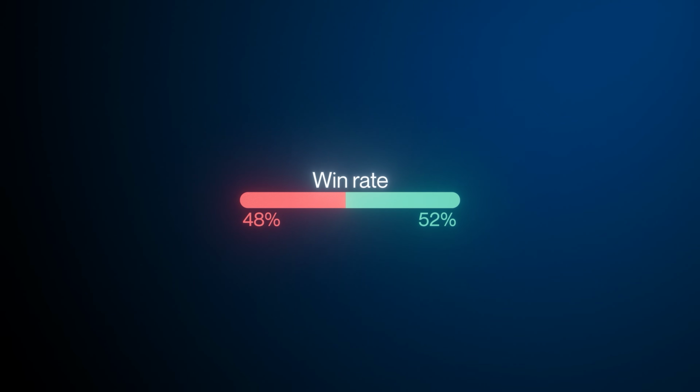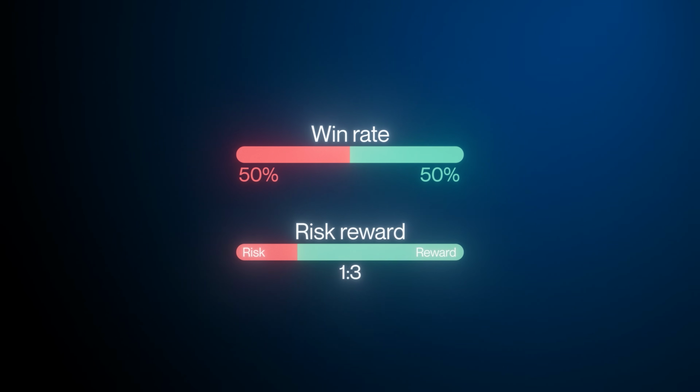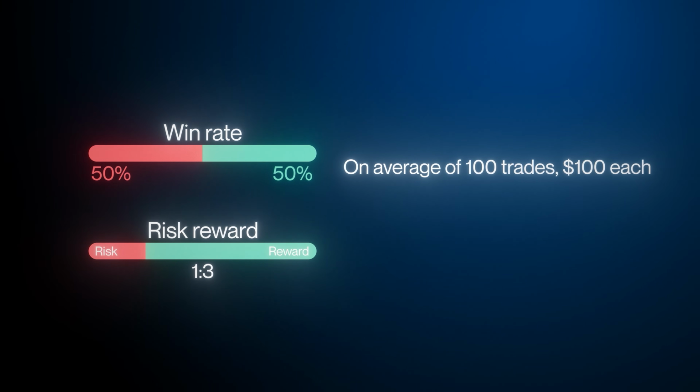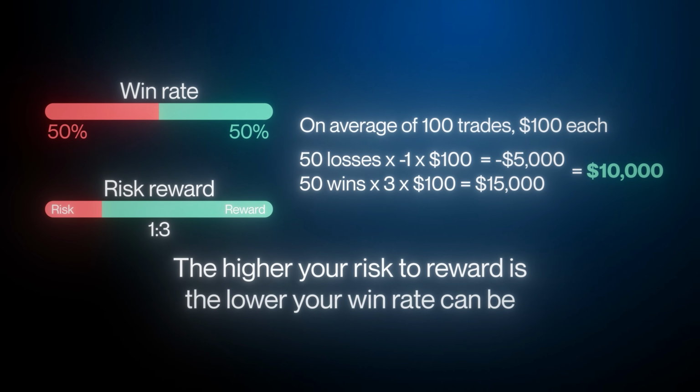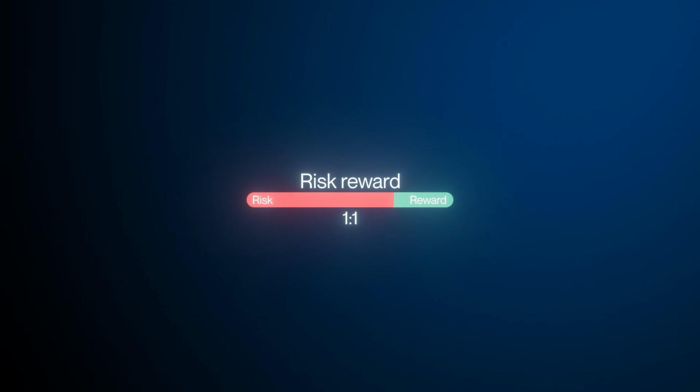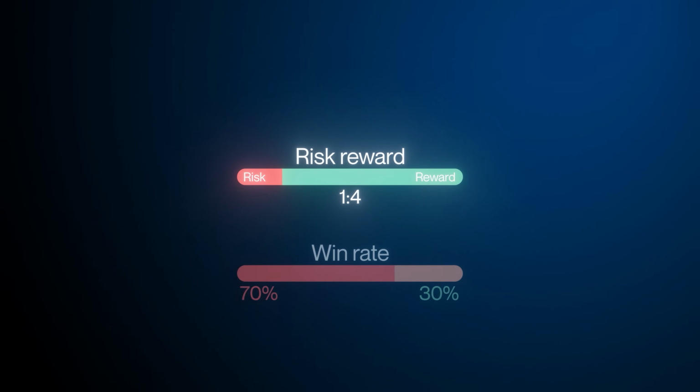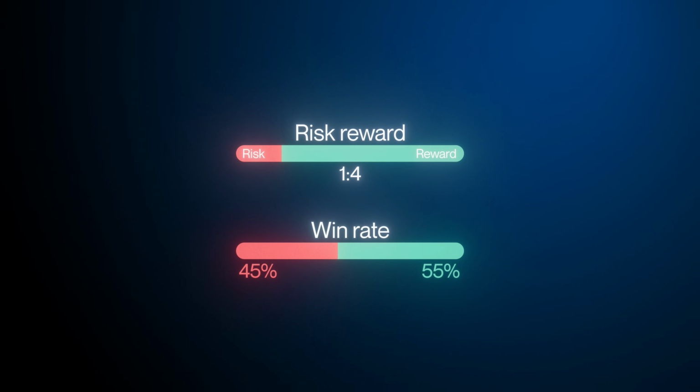I'm going to give you guys a quick lesson on the importance of risk to reward and the unimportance of win rate. You can lose half of your trades, but if you are targeting a 1 to 3 risk to reward on an average of 100 trades, you will still make money. So the higher your risk to reward is, the lower your win rate can be. Personally, I don't like obsessing over every single win or loss, so I'm completely okay with targeting a 1 to 4 risk to reward ratio and having a 60, sometimes even 55% win rate.